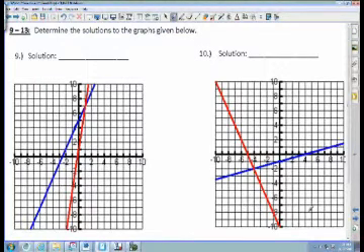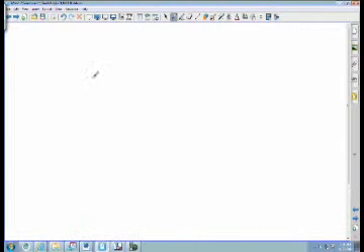Okay, right here, 9 through 14. Let's try and figure out what our solutions are here. Now, I do want to go back a sec and talk about the types of solutions that we have.